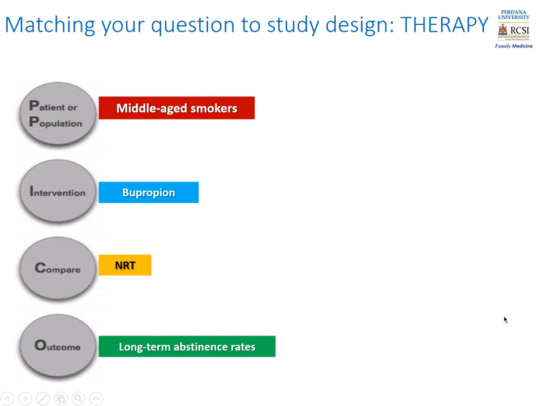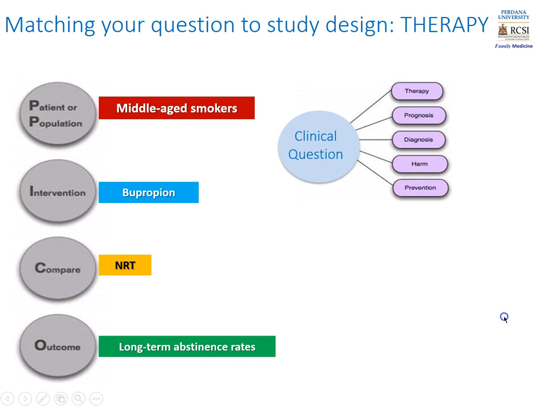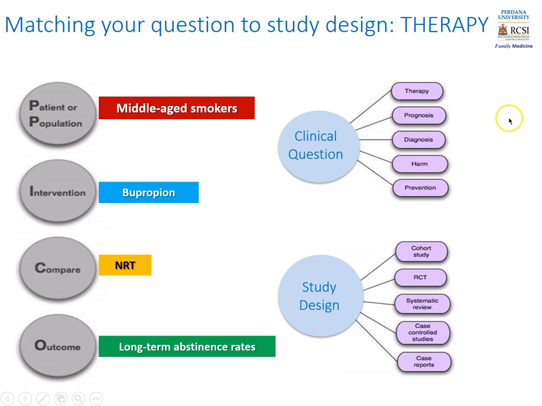If you have a question about therapy, what kind of study design would answer that? Well, if it's therapy, it would be either a randomized controlled trial or a collection of randomized controlled trials, as in a systematic review, and this would provide the better answer. More reliable conclusions could be drawn from this than from a single trial.